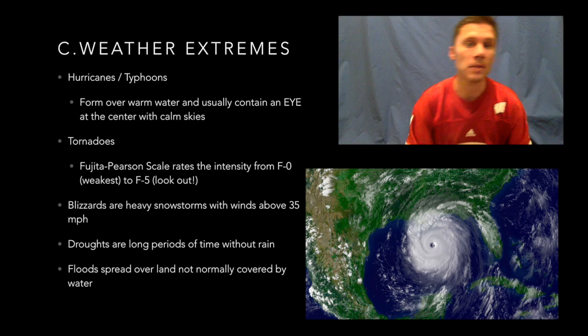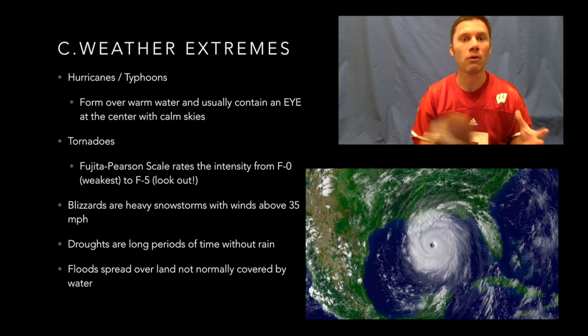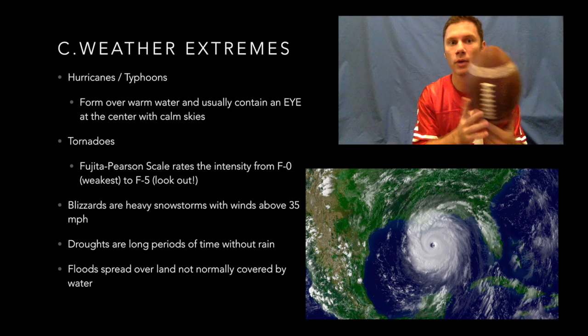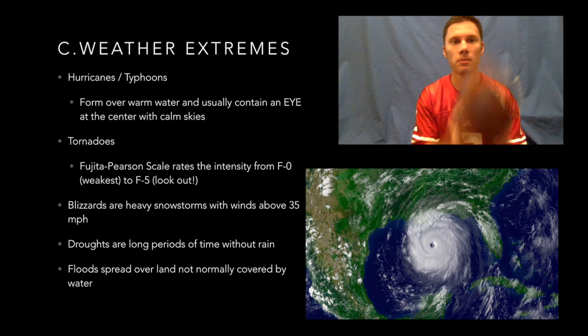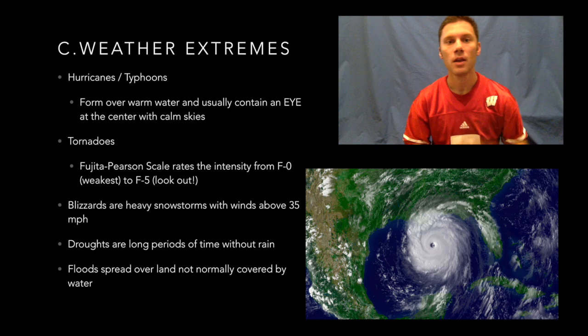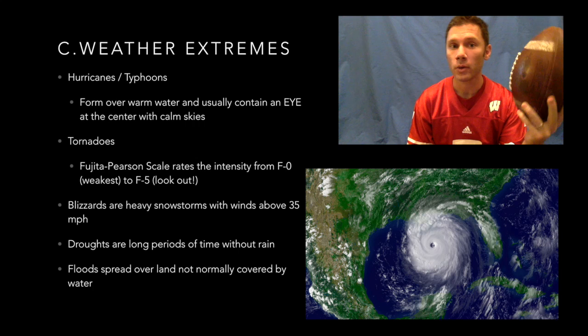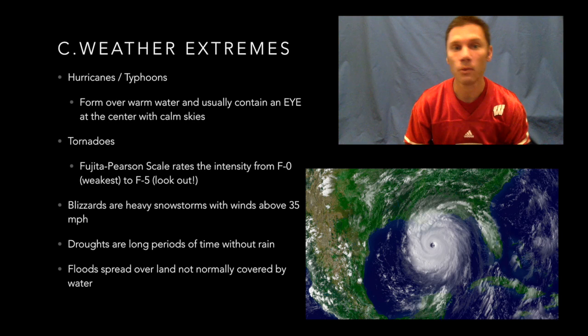Now, the second type is a tornado. These are very powerful funnel-shaped columns of spiraling air, and these can appear very quickly, almost like my football here that's spiraling out of control. So we have a tornado that can appear very quickly in the sky. We see a lot of these in the Midwest.